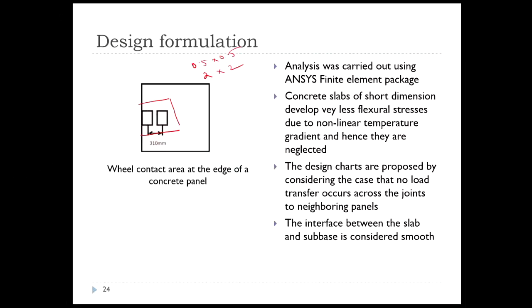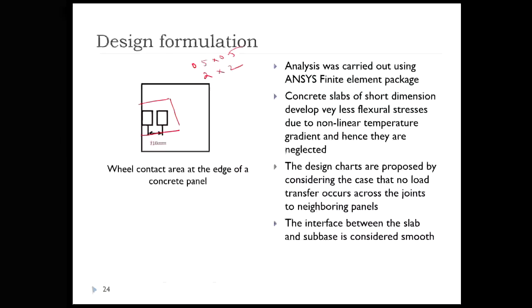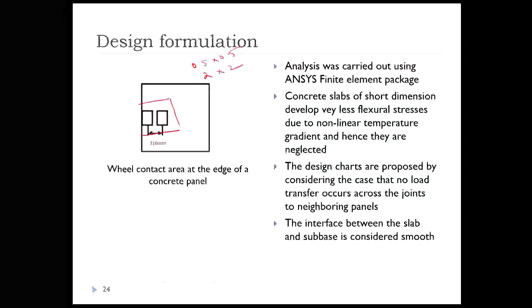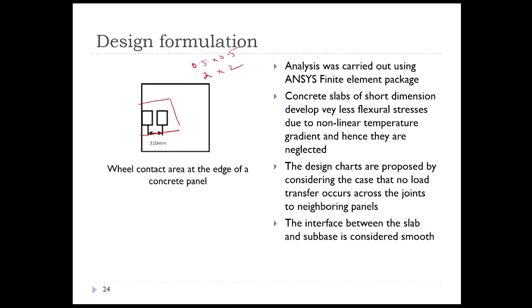Another thing they considered is that the interface between the slab and the subbase is a smooth interface. This is because in most cases, for example, in the construction of a cemented subbase and a concrete slab, your concrete slab will be constructed maybe some days after your cementitious subbase construction. So you don't tend to get a good bonding between the slab and the subbase. Basically, the interface between the slab and subbase is considered smooth, so you are not considering bonding in this analysis.